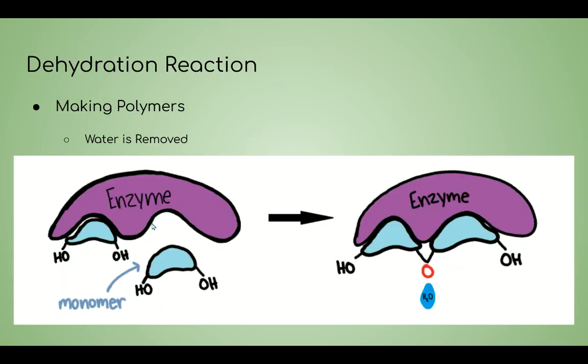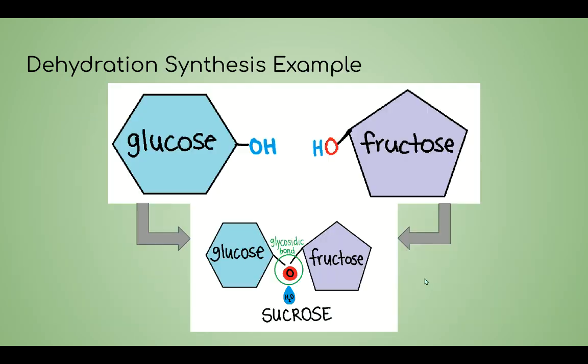So let's start by talking about the dehydration reaction. So this is used to make polymers, while releasing water. So when both of the monomers attach, their hydroxyl groups come together releasing H2O, leaving the oxygen molecule behind that forms part of the bond. So let's look at a closer example.